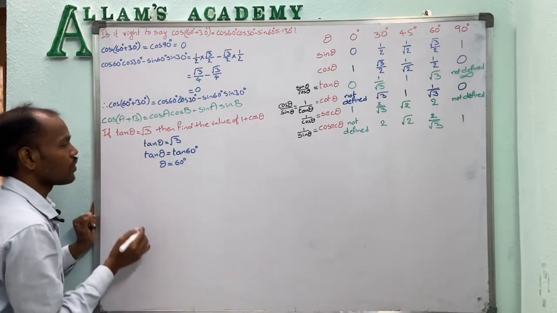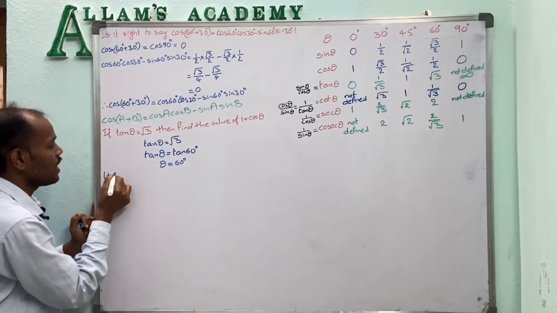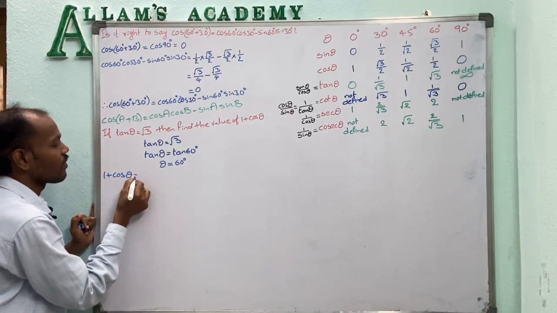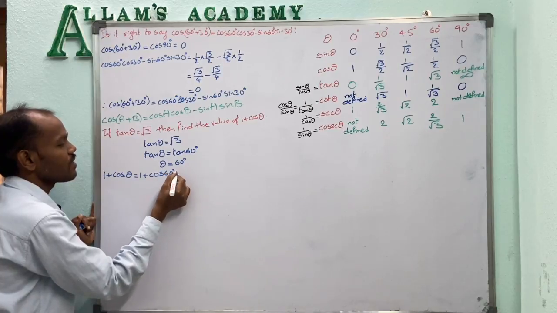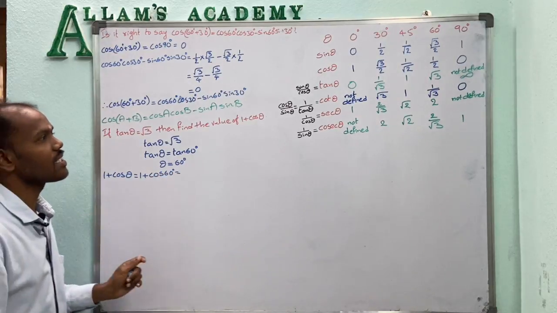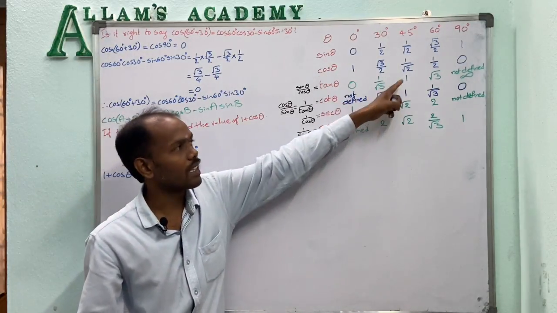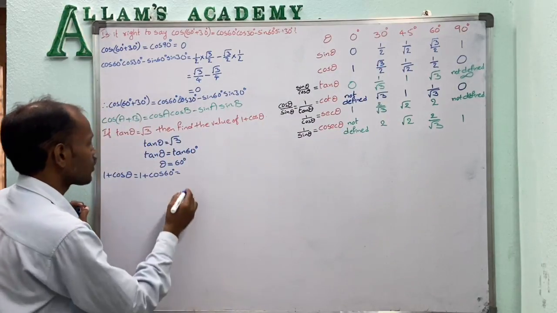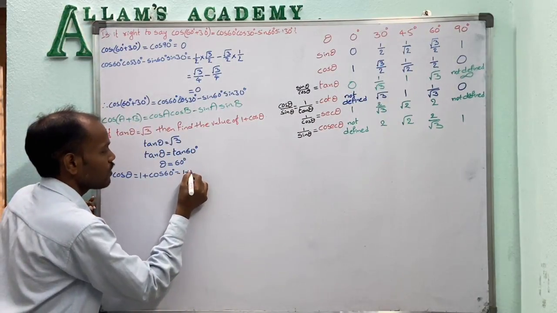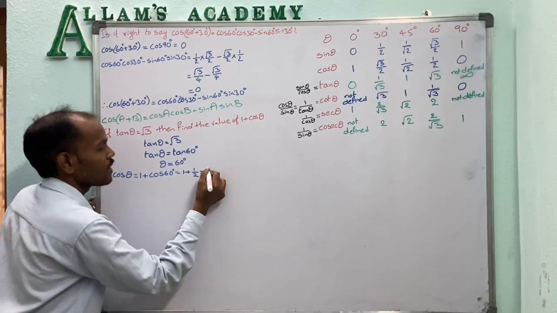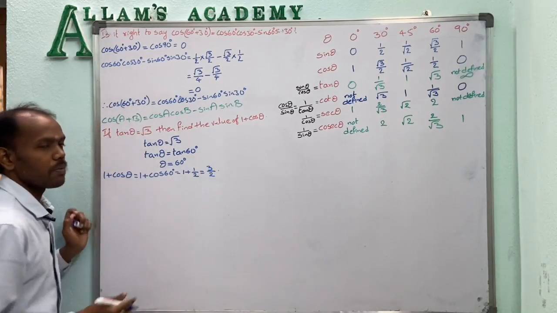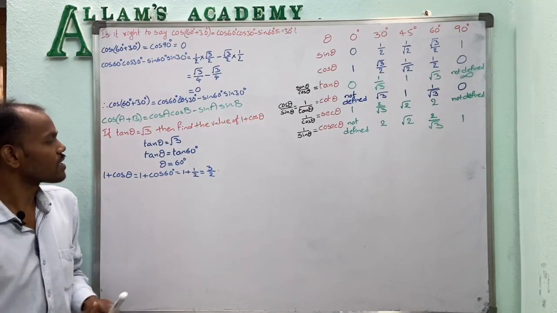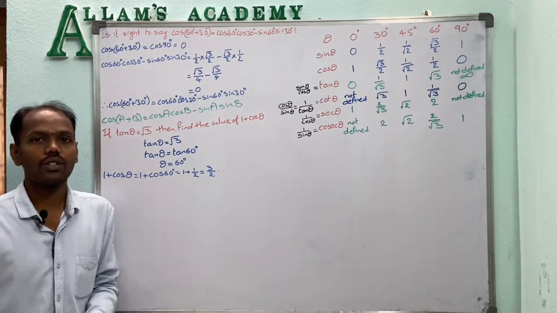Now we have to find 1 plus cos theta. 1 plus cos theta equals 1 plus cos 60 degrees. So cos 60 degrees is nothing but 1 by 2. So 1 plus 1 by 2 equals 3 by 2. 2 ones are 2, 2 plus 1 equals 3. So its answer is 3 by 2.